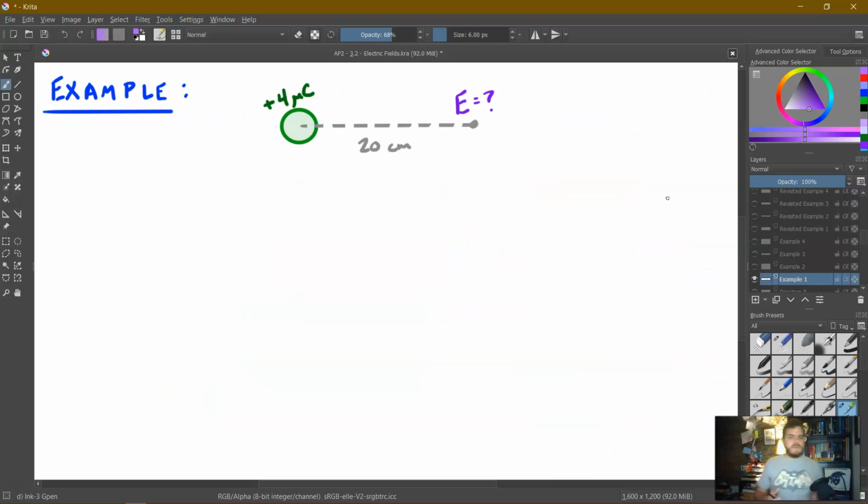So let's look at a nice simple example. Let's imagine we have some charge of plus 4 microcoulombs that is 20 centimeters away from some point in space. And we want to know what is the electric field right here at this point. Well, this is a pretty straightforward thing to do. We just plug in our equation for the electric field. E is equal to kq over r squared. Remember, E is the electric field strength, not energy.